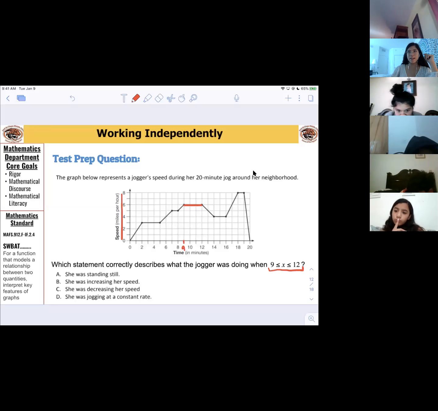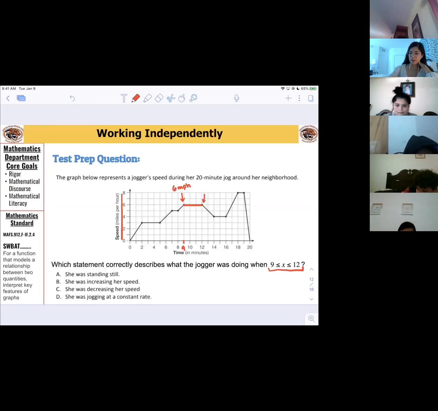Remember what I said at the very beginning, right? I was like, okay, if it's a flat line, it probably means that they're doing what? Constant, it stays the same. It stays the same, right? Remember, at 9, what's her speed right here? 6 miles per hour. She's going at 6 miles per hour. Is she stopping or is she still running? Still running. She's going at 6 miles per hour.